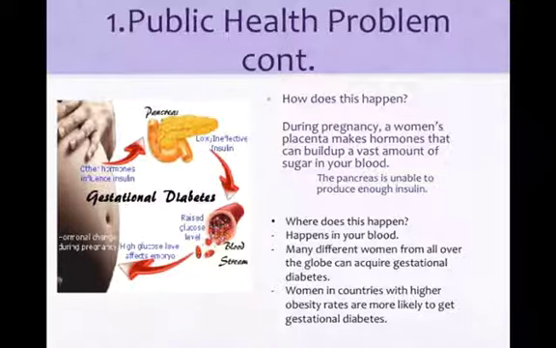Where does this happen? Clearly, it happens in your blood. But on the globe, many different women from all over the world can acquire gestational diabetes. However, women in countries with higher obesity rates, such as the United States, are more likely to get gestational diabetes due to poor diet and lack of physical activity.